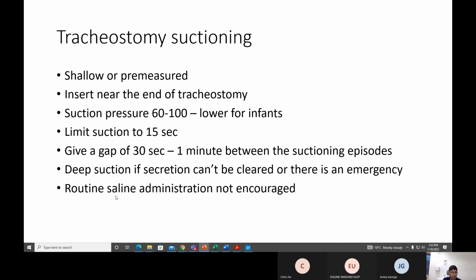But you can use it if you find that the secretions are very thick and you have a tracheostomy emergency, you're unable to suction, and you think the tracheostomy tube is blocked. If you administer saline, it may loosen up the secretions. But it should not be done routinely because it will wash out bacteria into the patient. Also, if you administer too much saline, this may impair oxygenation, because the saline will get into the lungs.